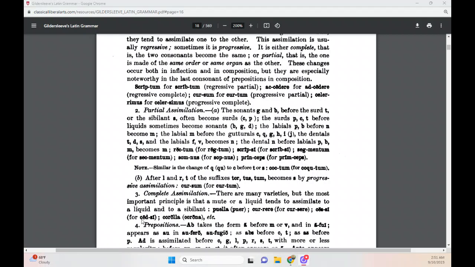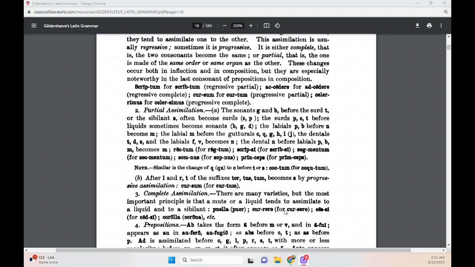We have for the verb cedere in classical Latin, the stem or root of that verb is ced. But if we need to join it to the ending that starts with the sibilant S, it's difficult to pronounce. Kedsi, kedsi. So what happens? That d just assimilates to S, and we have kesi. Now, why does this matter?